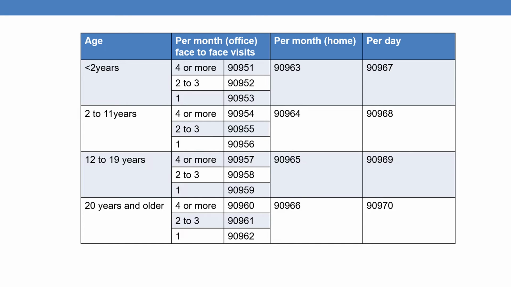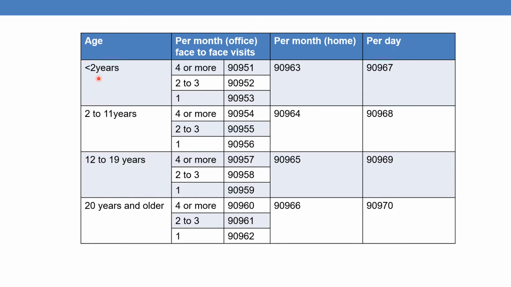Now here we can see the complete set of ESRD service codes. The first criteria, as we have discussed earlier, is age. Here you can see the codes are based on age. Second criteria is location, whether it is office or home.